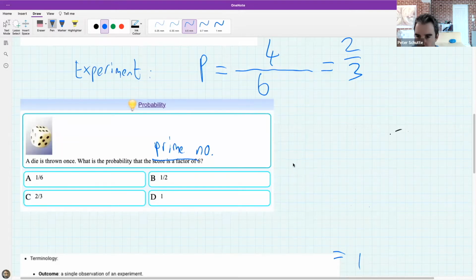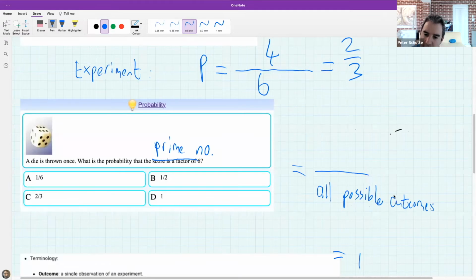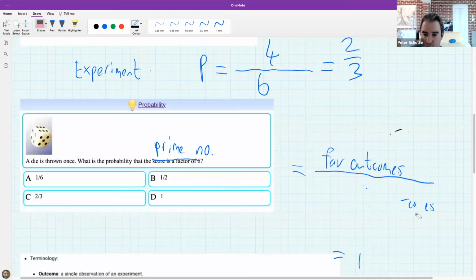So remember our formula from the very beginning. On the bottom, we have all possible outcomes. And on the top, we have favorable outcomes, and it means favorable in relation to the question. So a favorable outcome would be the prime numbers. Well, let's think about this. A dice will still only have 6 possible outcomes. So this is still going to be 6.